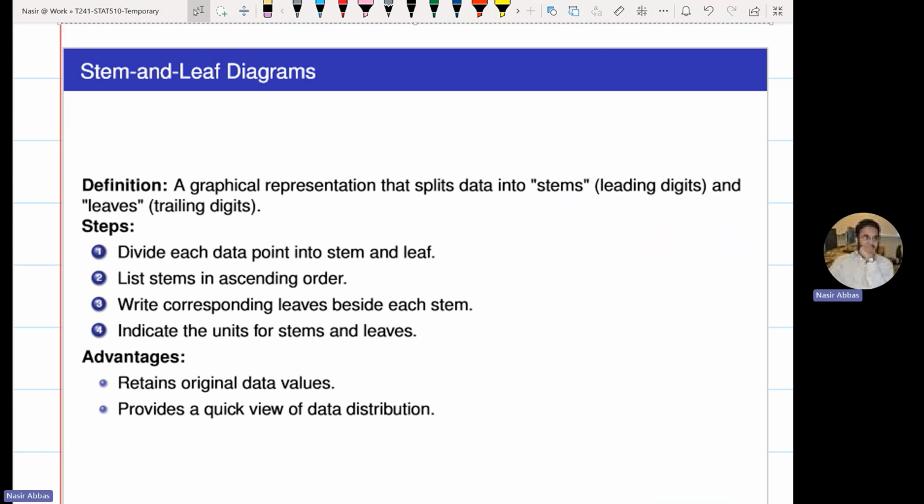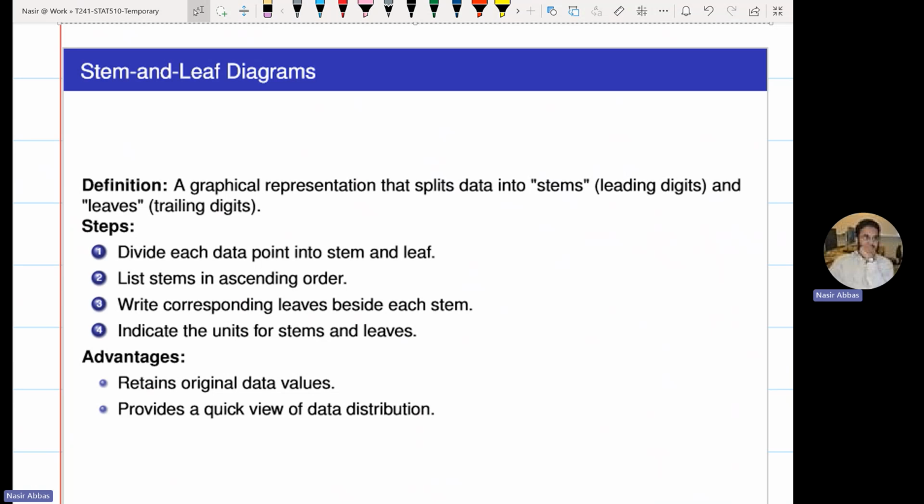This type of diagram is only possible if you have data with 2 or more digits. What is this diagram? It's a graphical representation that splits the data into stem and leaf. Some part of the value will be called the stem, and some part will be called a leaf. For example, if your data is 2 digits, such as 76, 79, and so on, the tens part we will call the stem, and the ones part we will call a leaf.